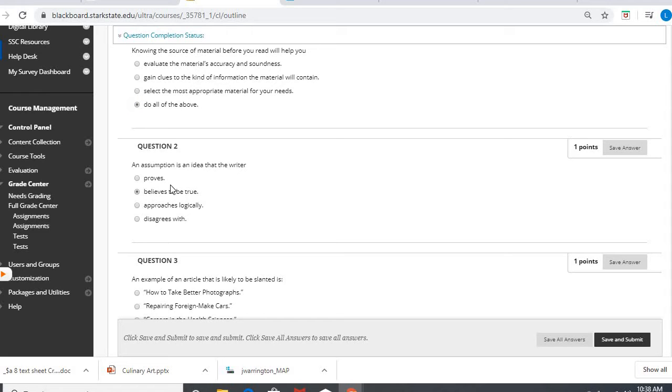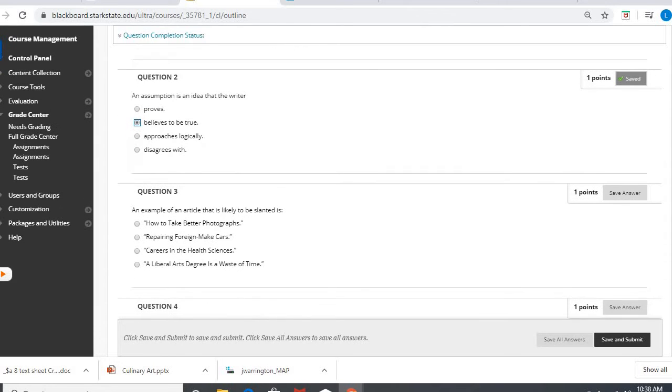Question 2, an assumption is an idea that the writer believes to be true. An assumption necessarily does not have to be proven, although they can certainly write about it and prove their assumption through their writing. But by definition, an assumption is something that is believed to be true and that you can later go on to prove or negate. But that's what an assumption is.